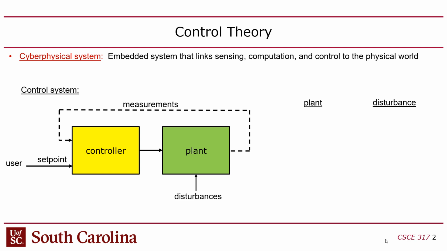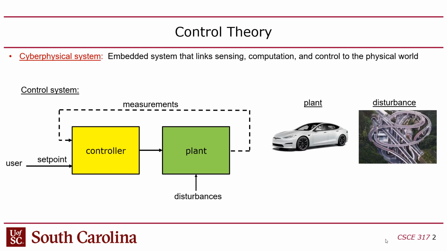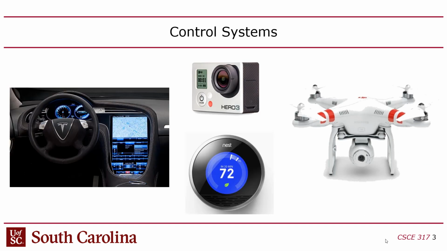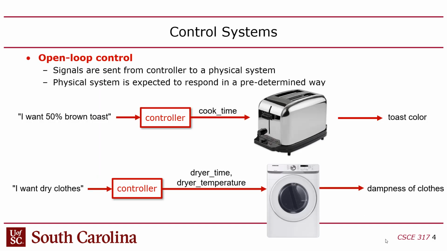And then the plant also has a secondary hidden input called disturbances. So for example, if your plant is a car, the disturbance might be unexpected swerving in the road if you're trying to stay in the middle of the road, for instance, if you have a self-driving car. And if your plant is a drone, a disturbance would be a gust of wind, right? So you want to be able to control the plant despite there being disturbances, okay? So there are some examples of control systems.